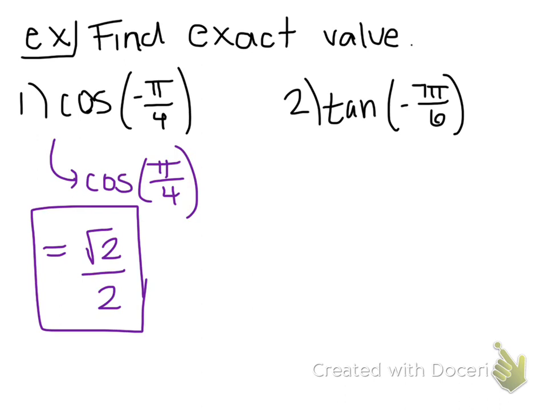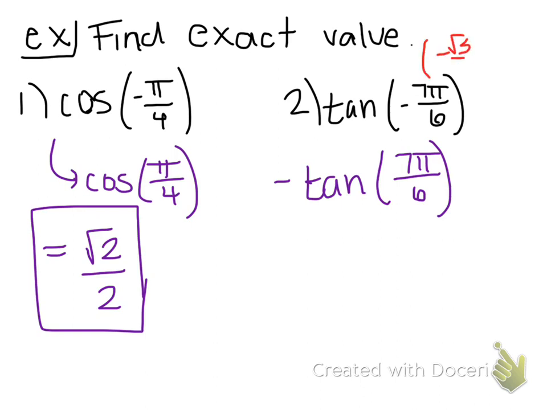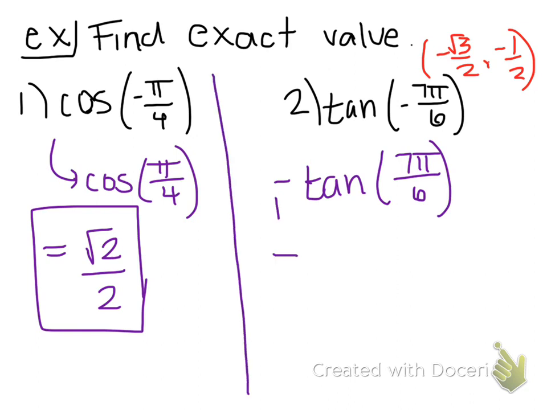Number 2, the negative goes out front because it's an odd identity, so we're going to treat the angle as a positive. Using your unit circle, you're going to locate the coordinate. The coordinate for 7 pi over 6 is negative root 3 over 2 and negative 1/2. So now we go back to evaluating the equation. There's a negative out front already, from moving this negative out front. Then tangent of 7 pi over 6 is y over x. We have negative 1/2 divided by negative root 3 over 2.